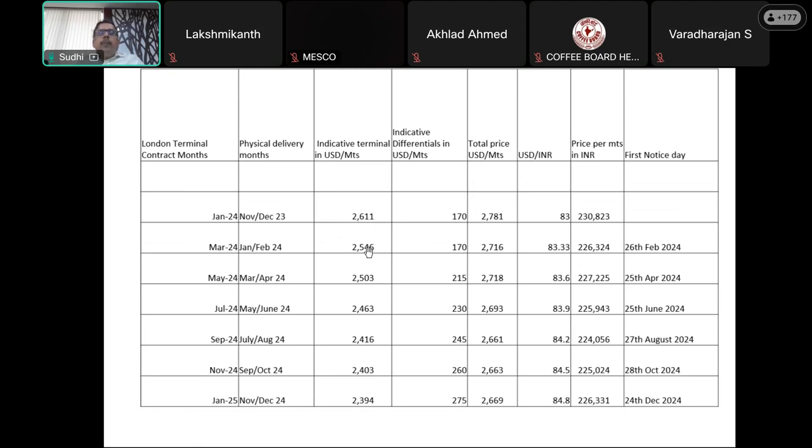Your March should be at least $40 higher. It should be at the 2650 level. Then we call it a market on carry. But if you look at it, the market is on off carry. Like 2611 to 2394 in January 25, the market is inverse. Market is not on a carry. So what does it give?